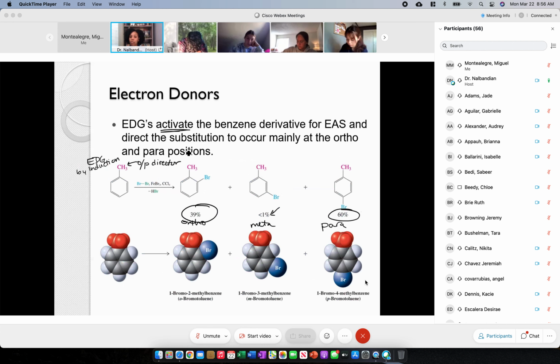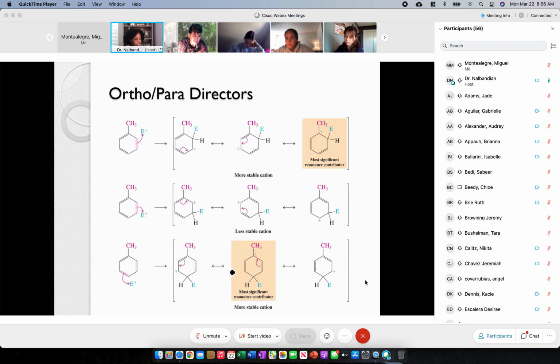So this reaction is regioselective, meaning that it's going to occur in a certain region, right? It prefers to occur in the ortho and the para positions. So methyl is an ortho para director. Why is it an ortho para director? Well, let's look at our rate limiting step.